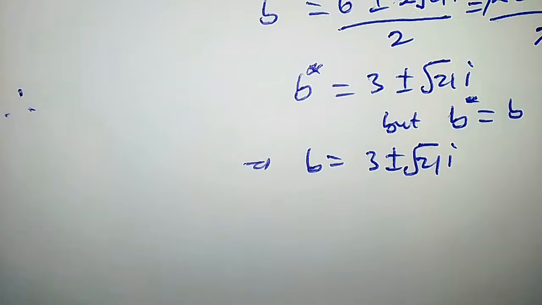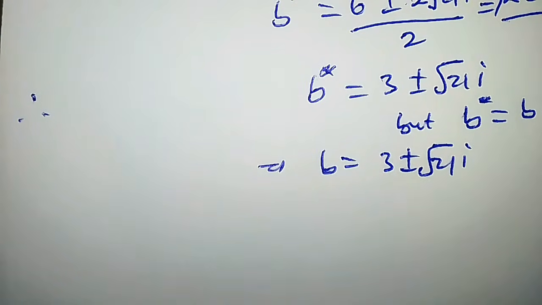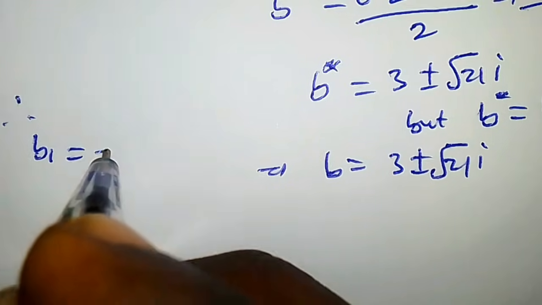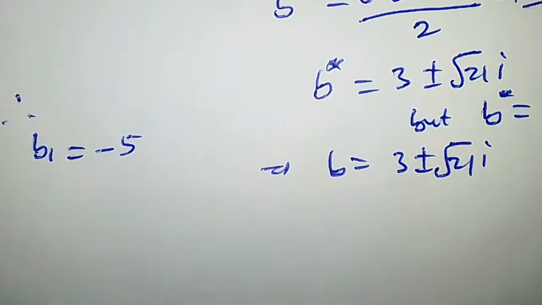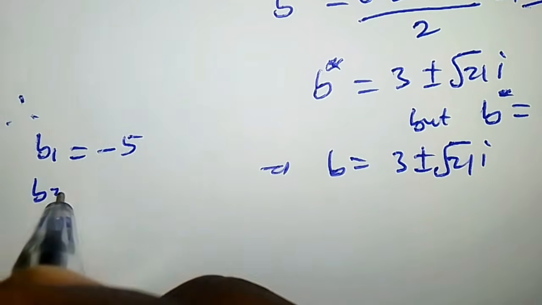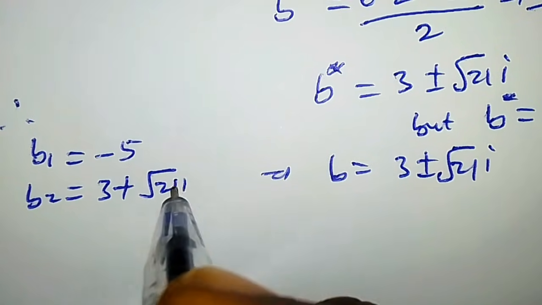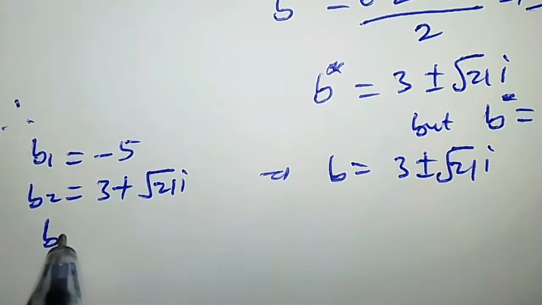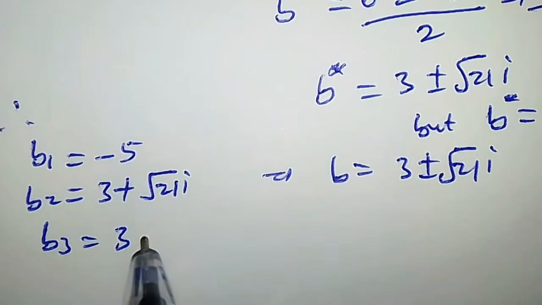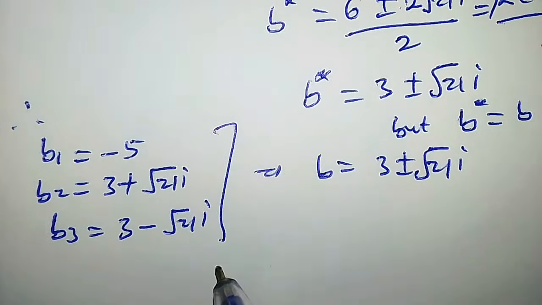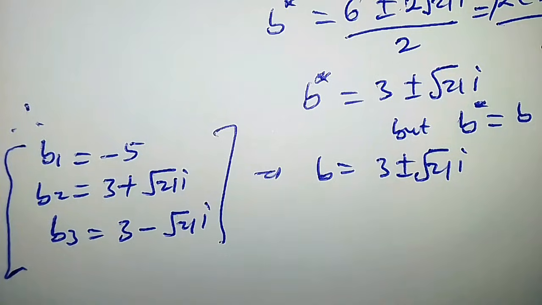Therefore, all the solutions that we have for this algebra problem are: the first one, b1, is equal to minus 5. From this, we can obtain our b2. b2 is equal to 3 plus square root of 21 i, and b3 is equal to 3 minus square root of 21 i. These are the three solutions for this algebra problem.